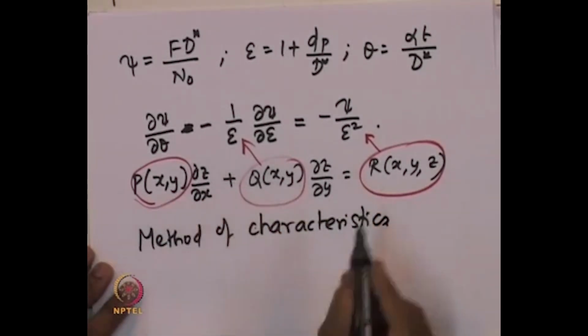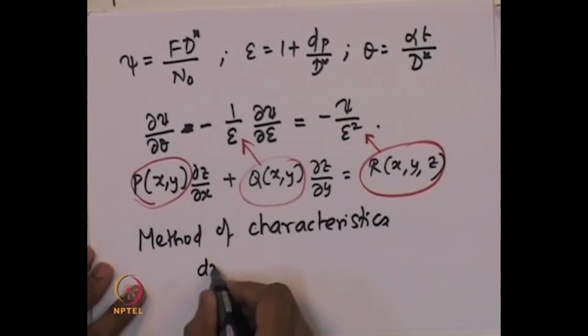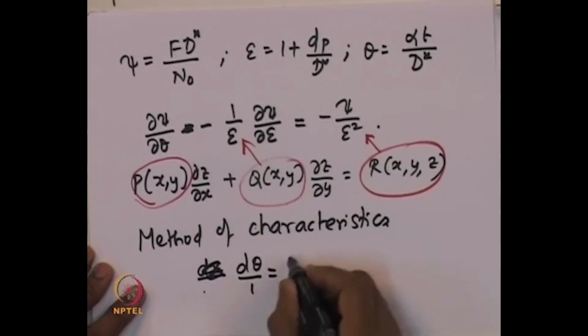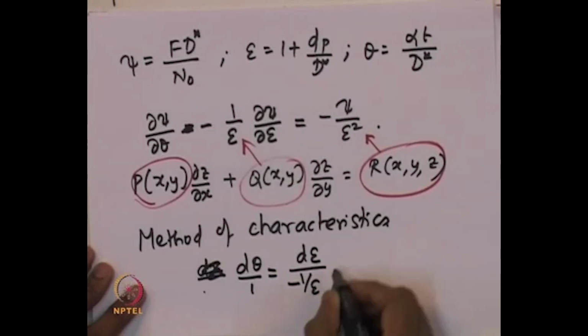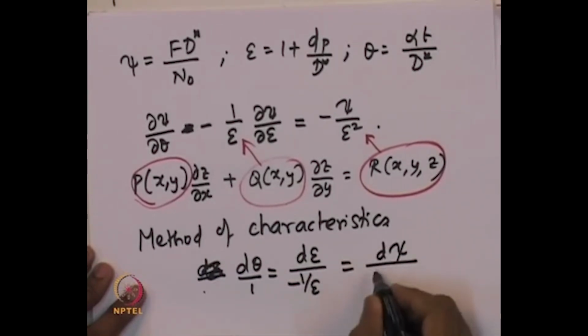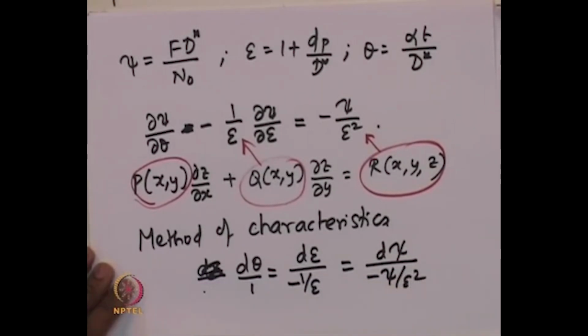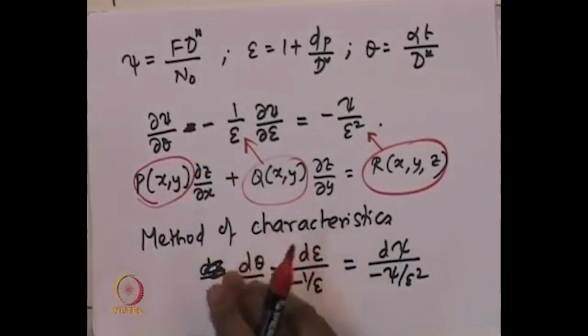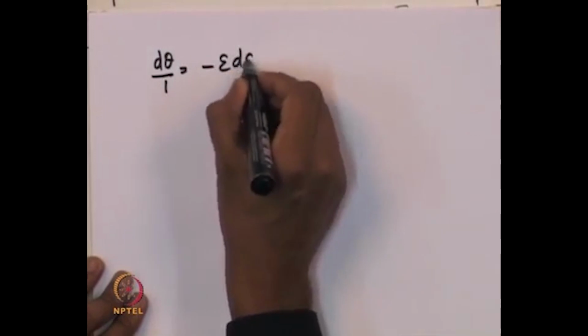Here the problem is posed in a slightly different way: dx by p, that is d theta by 1, is equal to d epsilon by minus 1 by epsilon, and that should be equal to d psi by minus psi by epsilon square. That is the way in which the population balance equation can be posed in terms of the method of characteristics. Now the first two terms look like d theta by 1 is equal to minus epsilon into d epsilon.